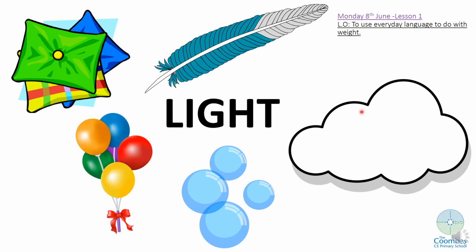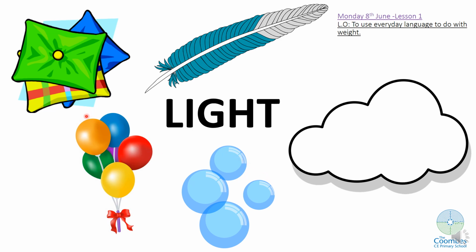Over here we have some clouds, and clouds float around in the sky, collecting all the raindrops, and then when they get too heavy, the rain starts to fall. So clouds are very, very light. Then we've got these down here, which are called bubbles, and I know lots of you in reception like bubbles. When we try to catch a bubble, they're so light that they pop.